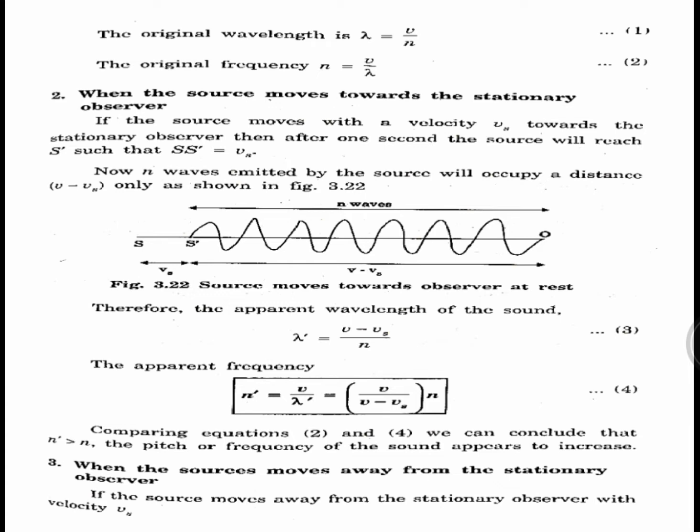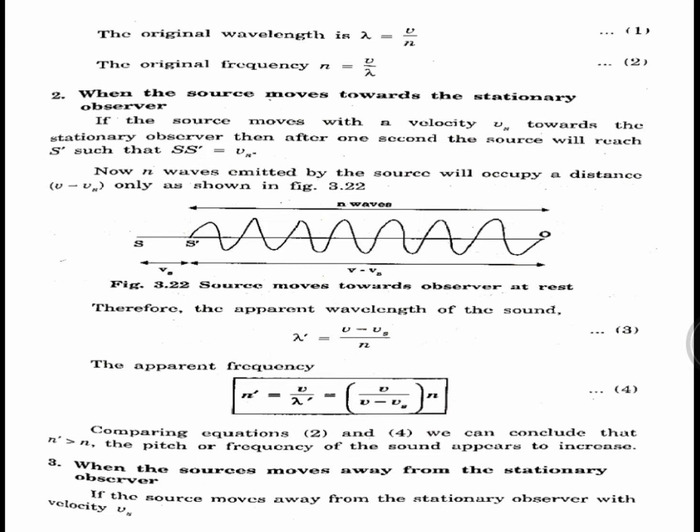When the source moves towards the stationary observer with velocity Vs, then after 1 second the source will reach S dash such that SS dash is equal to Vs. Now N waves emitted by the source will occupy a distance V minus Vs only, as shown in the figure. Therefore, the apparent wavelength of the sound lambda dash is equal to (V minus Vs) divided by N, equation 3. It is nothing but a change in wavelength.